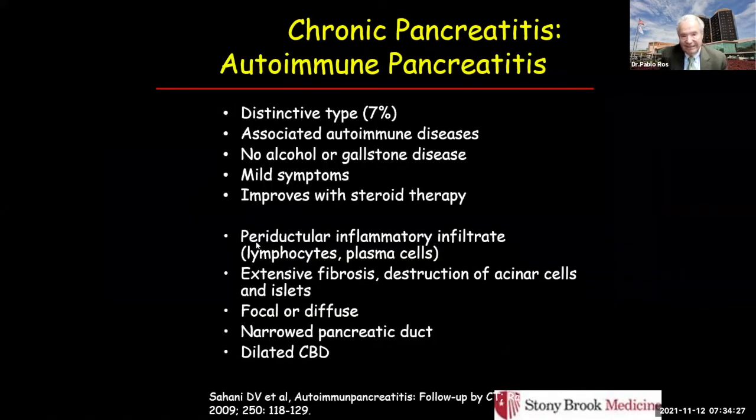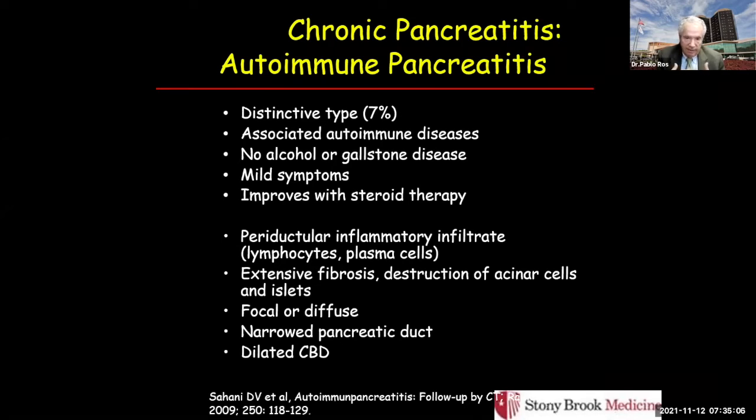Another distinct type of chronic pancreatitis is the so-called autoimmune pancreatitis. You see it as, again, a distinctive type. Less than 7% of chronic pancreatitis is associated with autoimmune disease, and typically there is no gallstone or alcohol-induced pancreatitis. Alcohol and gallstones have the lion's share of the etiologies for acute pancreatitis, and of course, for chronic pancreatitis, but they do not play a role in autoimmune pancreatitis. The symptoms of autoimmune pancreatitis are mild.